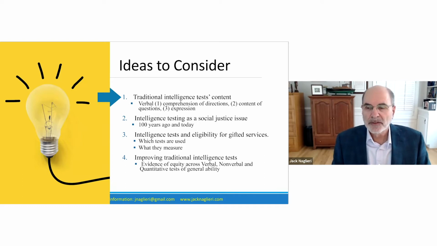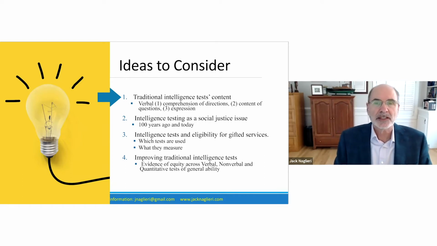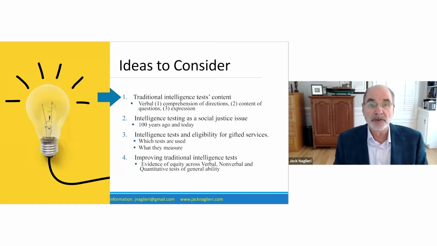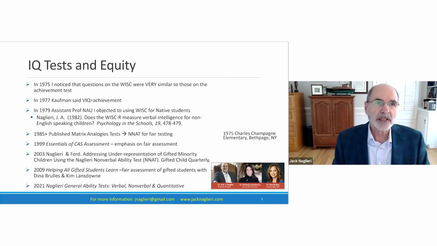So here's the outline for the next 28 minutes. Traditional intelligence tests, we'll review some of the content issues. We'll talk about intelligence testing as a social justice issue and talk about the difference between bias and equity, for example. We'll talk about intelligence tests that are used. What are the ones that are most often used? And importantly, what do they measure? And then we'll talk about how we can improve on a traditional approach to measuring intelligence in a way that is equitable. And I'll share with you some research that involves 3 separate studies with a total of over 8,000 students that shows, in fact, we can do better. We can do better.